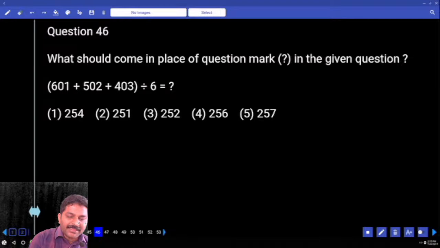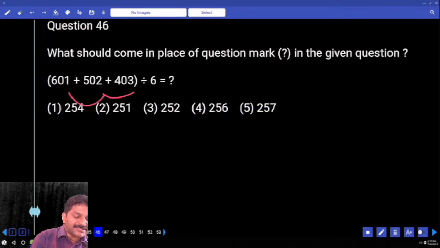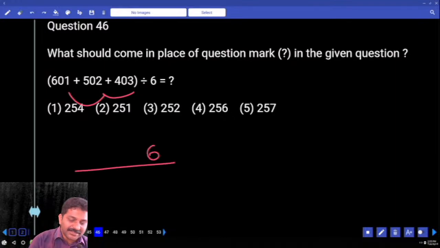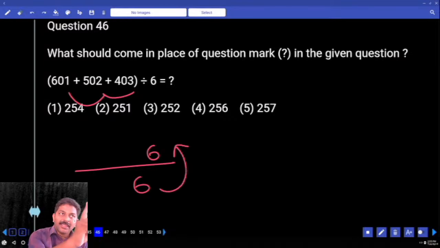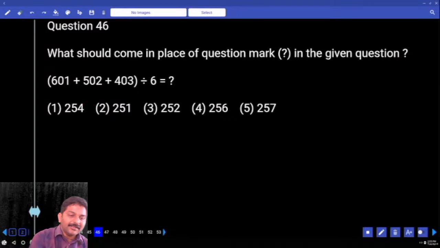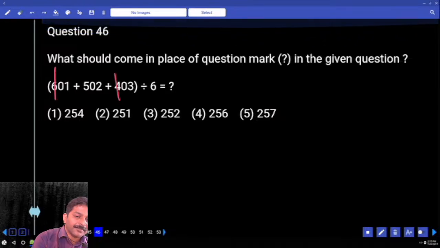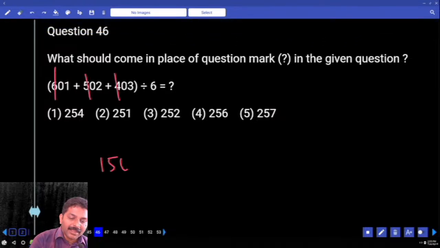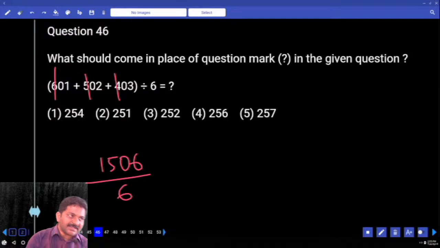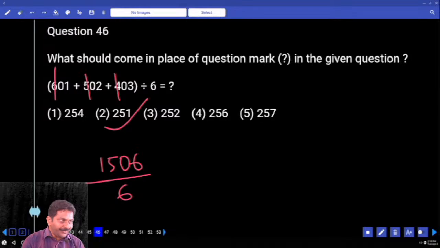so let's see if we can get the answer by using last digit verification or not. 1 plus 2, 3 plus 3, numerator ends with 6, denominator ends with 6. 6 into which number ends with 6? Either one, 2 options are there. So we have to calculate 600, 400 plus 500 and then 6 by 6. 1500 by 6 in the sense 250 plus 1 we are getting 251.